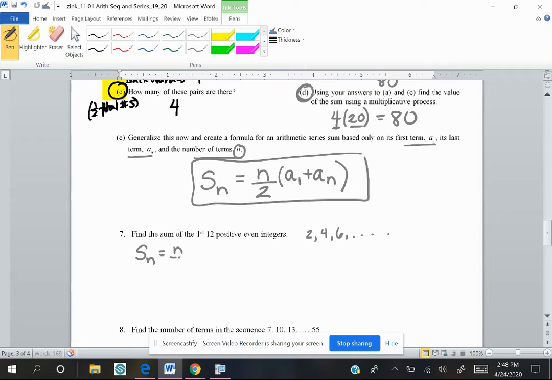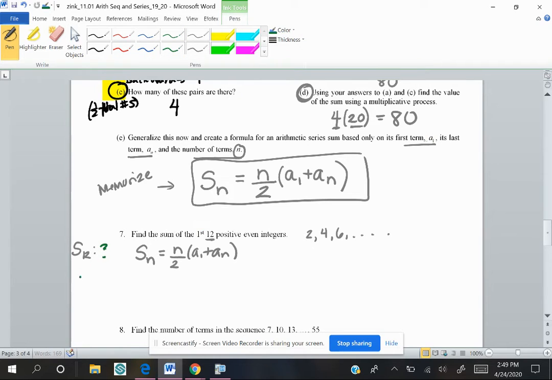Well, let's use the one that we just did. So n over 2 times a sub 1 plus a sub n. All right, so to find this formula, we're finding the 12 positive integers. So we're looking for the sum of the first 12 numbers. We don't know. Again, this you need to memorize. This is the only formula for this unit here that you have to memorize.